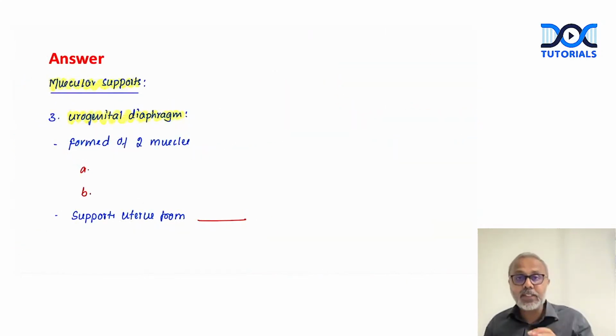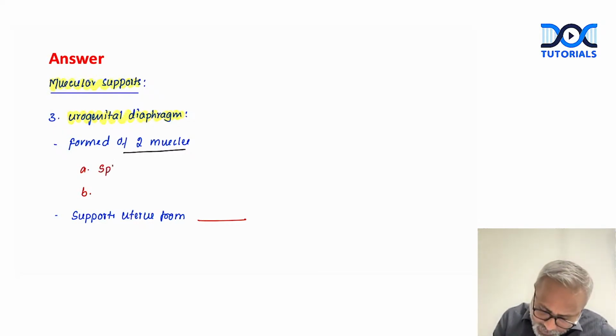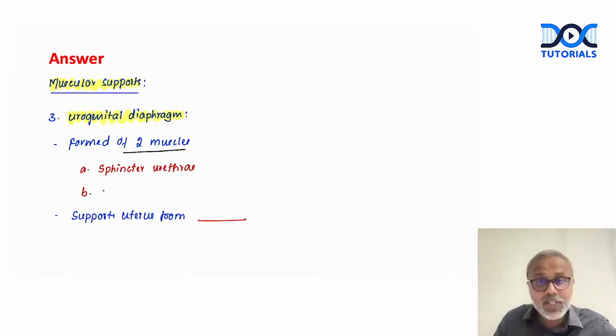Then the third important muscular support is the urogenital diaphragm. Again, remember, urogenital diaphragm is a partition present in the urogenital triangle. Okay, you can start with this. But what is more important? How is it formed? It is formed of two muscles. Now, what are they? Remember, one is the sphincter urethrae, right? And the other one is the deep transversus perineum, right?